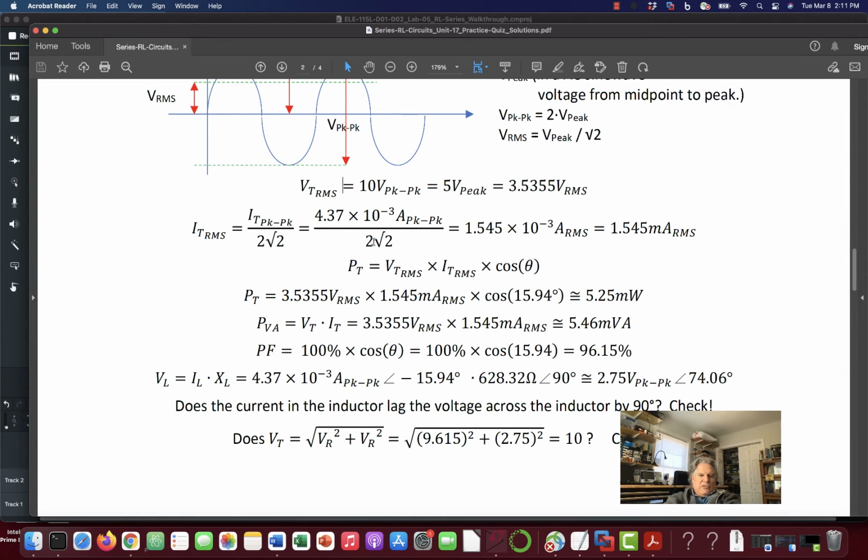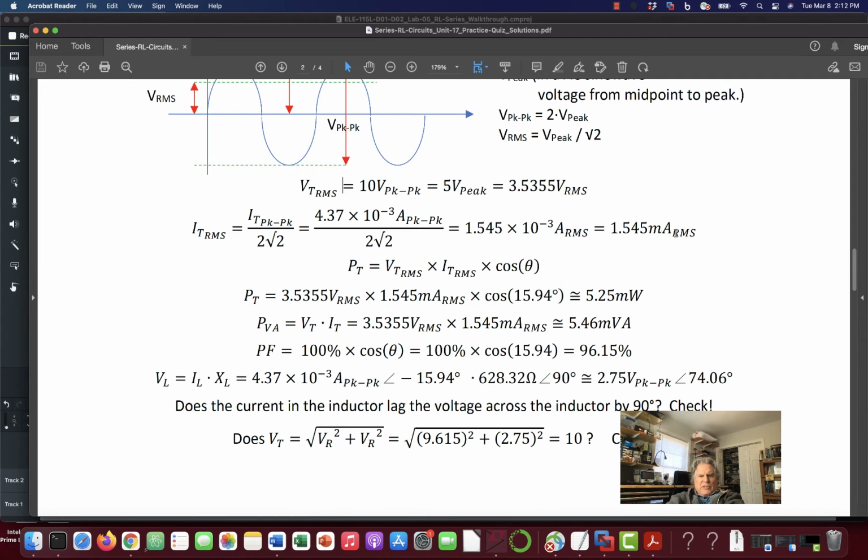I've got to divide it by 2 to get it down to peak, and then divide it by radical 2 to get it to RMS. And we find out that the RMS current is 1.545 times 10 to the minus 3 amps RMS, or 1.545 mA RMS. All right. So now we have both our total voltage and our total current in this RMS system.